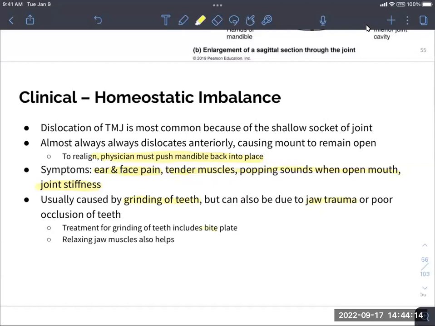So they usually get some kind of bite plates and work on relaxing the jaw muscles, because their jaw muscles are usually over tense, and that can cause some of the problems as well.